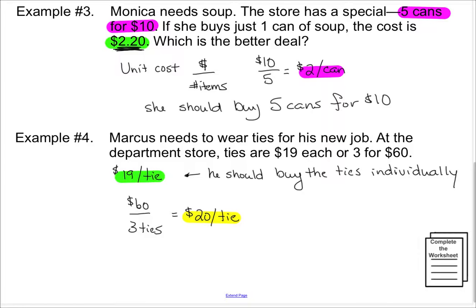Okay, now you have a worksheet similar to complete, figuring out what's the better deal.